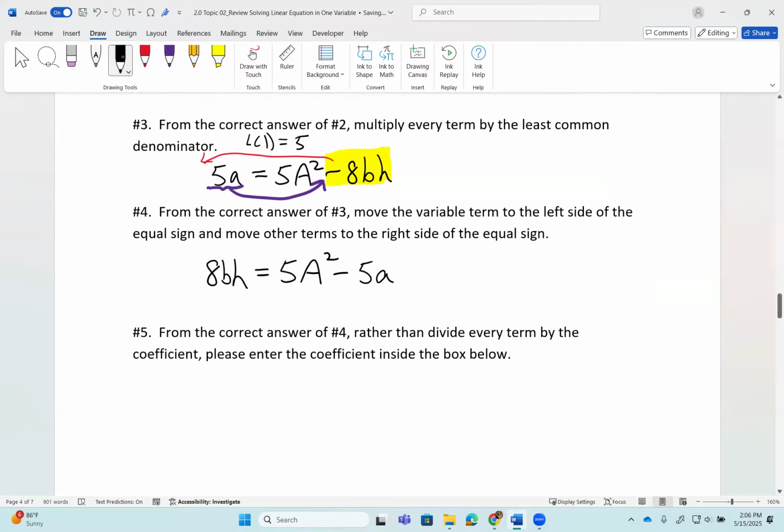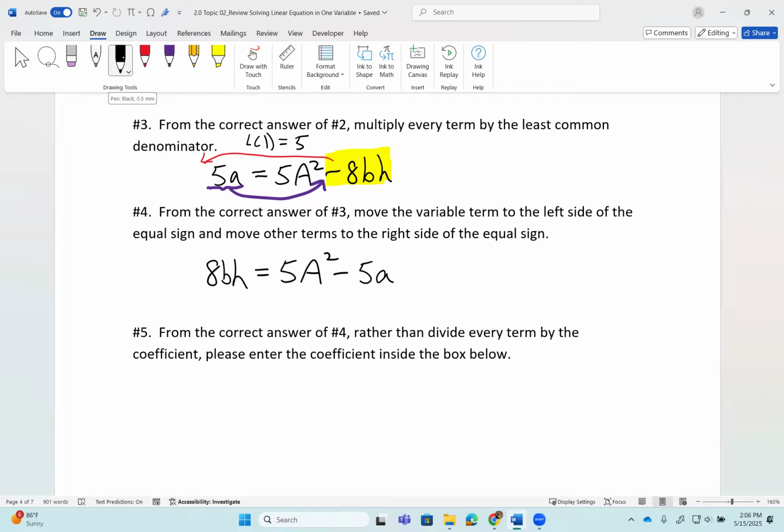So number 5, from the correct answer I just got, rather than write it out, divide every term by the coefficient. Because now, if b is the variable, then ah is my coefficient. So here I'm supposed to say divide every term by ah. You're supposed to write it out, divide everything by ah. Rather than actually write all that out, just on the homework here, we're just going to enter the coefficient I'm going to divide by. Why? Just to save students a little bit of time from entering all these fractions. So you can write it out on the side if you want to.